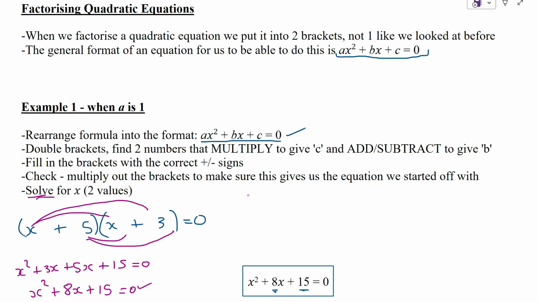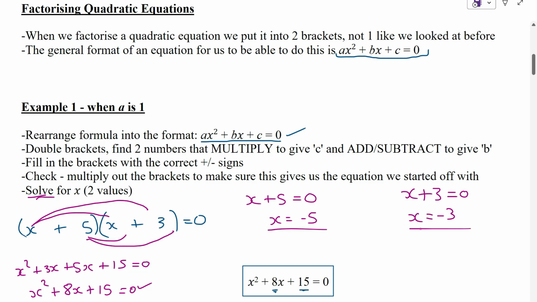This means that if we break it up, x plus 5 equals 0, and x plus 3 equals 0. So we've just taken away the brackets. Now, we don't want x plus 5 or x plus 3. We want just x. So the values for x will be minus 5 and minus 3. And here we have solved for x.